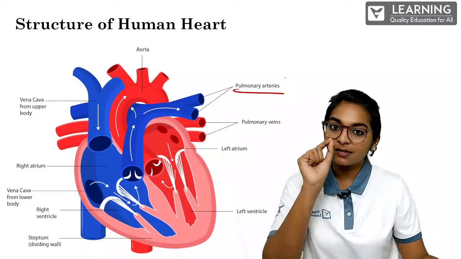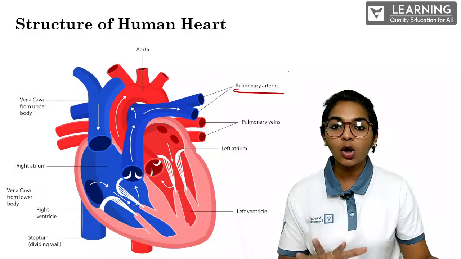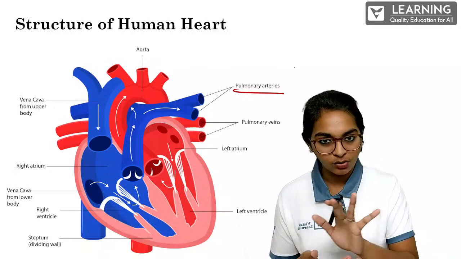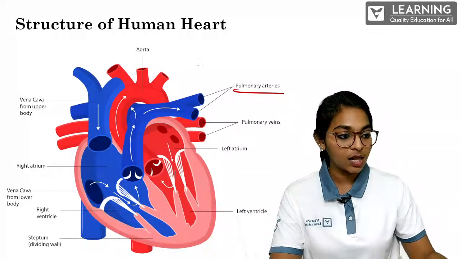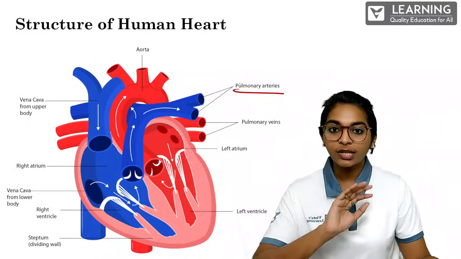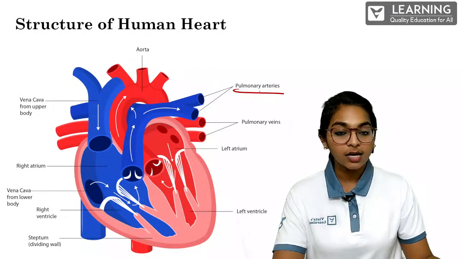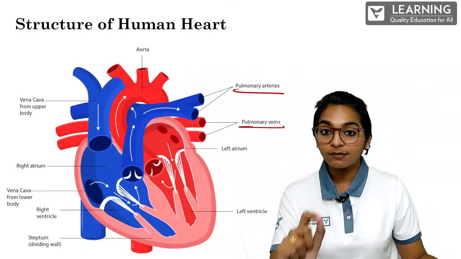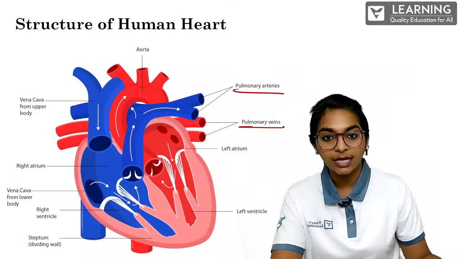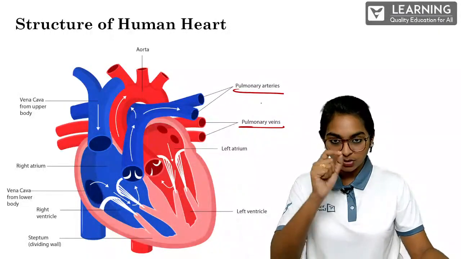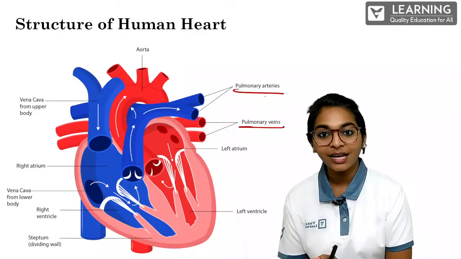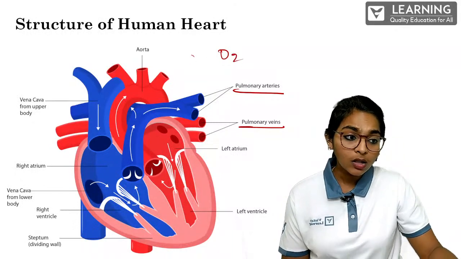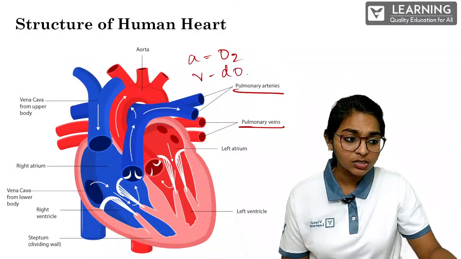The pulmonary artery is the one and only artery which carries deoxygenated blood in a normal adult male. In females it differs when they are pregnant, but don't worry about that as of now. Let's say only in adult males, and in females also when they are not pregnant. So the pulmonary artery is the one and only artery which carries deoxygenated blood, and the pulmonary vein is the one and only vein which carries oxygenated blood. Except this one, all other arteries carry oxygenated blood, and all the other veins carry deoxygenated blood.